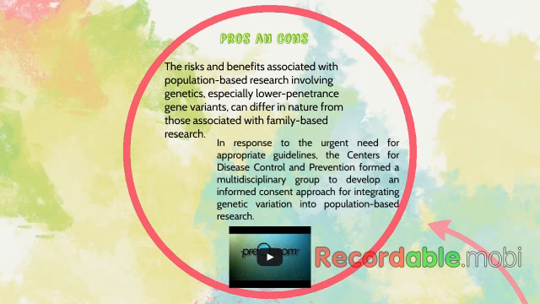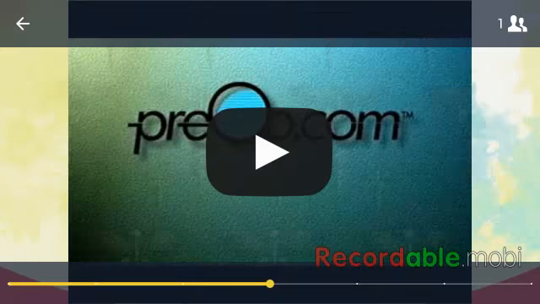Pros and cons. There are some benefits associated with population-based research involving genetics, especially lower prevalence. Gene variants can differ in nature from those associated with family-based research. In response to the argument for guidelines, the Centers for Disease Control and Prevention formed a multidisciplinary group to develop an informed consent approach for integrating gene variants into population-based research.